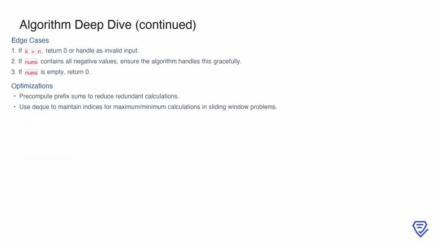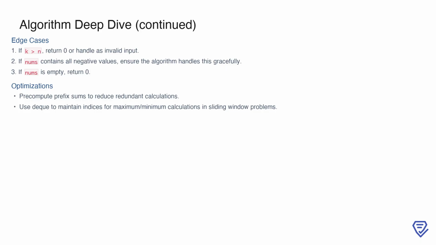Handling edge cases is an essential part of crafting a reliable solution. For example, if k is greater than the length of the array, it's important to return 0 or handle this as invalid input. If the array contains all negative numbers, ensure the algorithm doesn't fail and returns the correct result, such as the least negative sum for a subarray of size k. If the array is empty, return 0 to avoid errors.